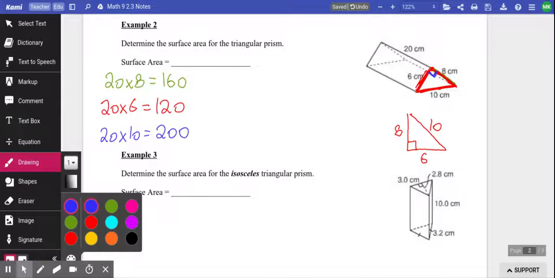So when I'm doing my triangles, it's 8 times 6 divided by 2. And because there are 2 triangles, I times it by 2, which gives me 48. The triangle is the hardest part because the base and the height have to be specific numbers. They have to be 8 and 6. You cannot use 10. 10's on a slant.